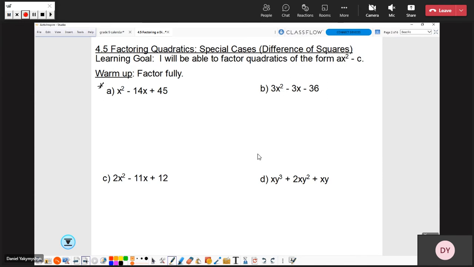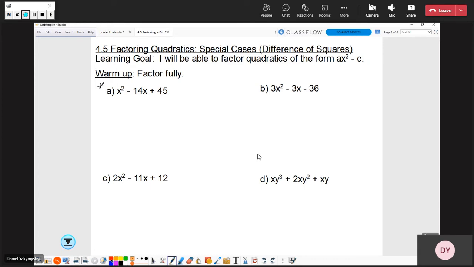Okay, folks, I hope you've had enough time to try some of these. Factoring fully. This is actually kind of tricky because they don't specifically outline which factoring method is going to be the one that's going to work here. It's up to us to be a little clever and think about what these things look like and what's the best way to approach them.